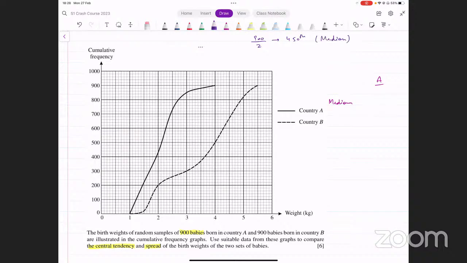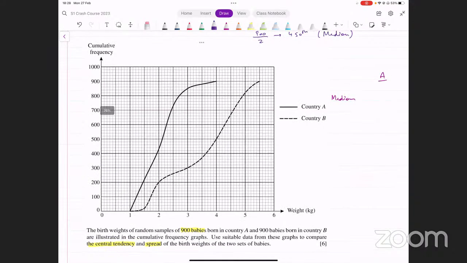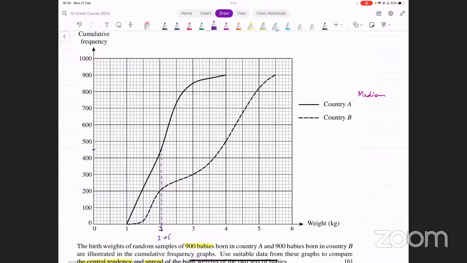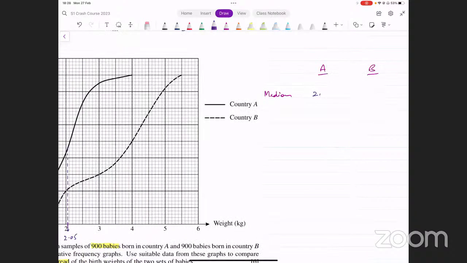So on the vertical axis, you look at where 450 is. This is where you have 450. You can see where the graph is at that point. When you have 450 on the vertical axis, on the horizontal axis, you have this value, and this is 2.05. So that should be your median for country A.